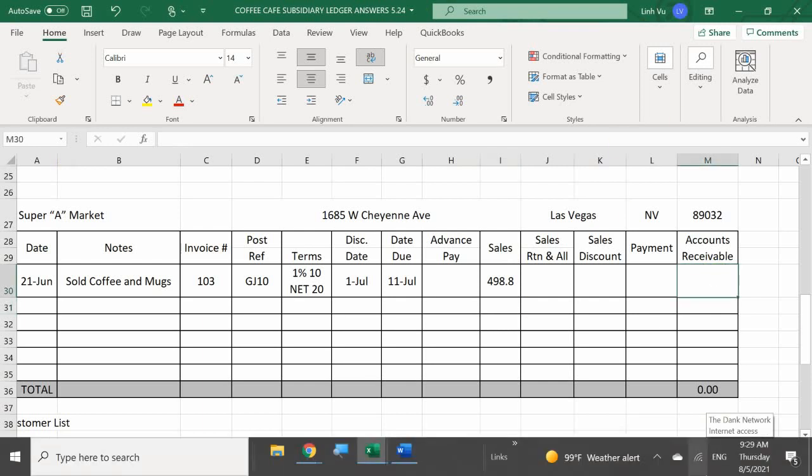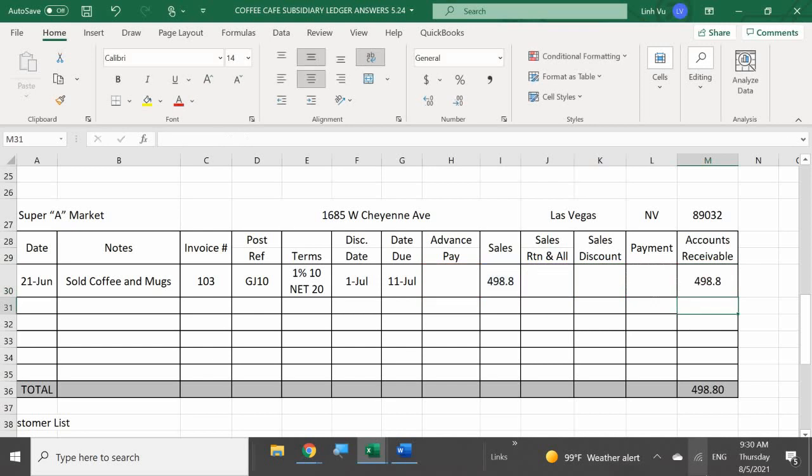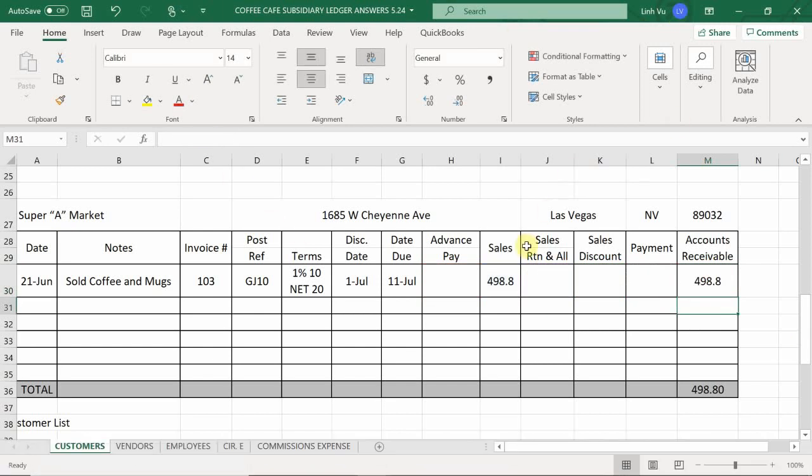So let's practice that formula one more time. Equals our sales minus advance pay, minus sales returns and allowances, minus sales discounts, and minus payments. Good. So they owe us now $498.80.